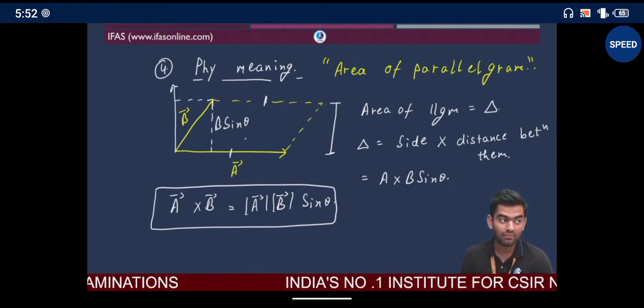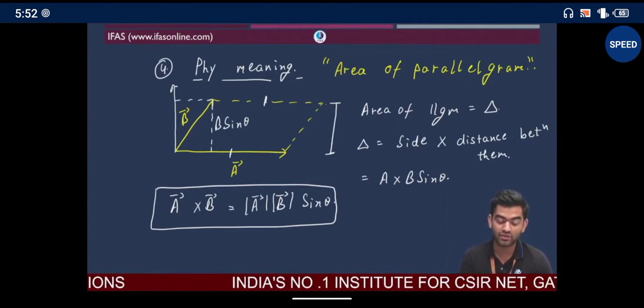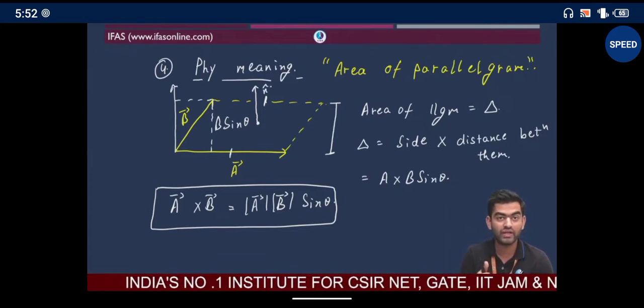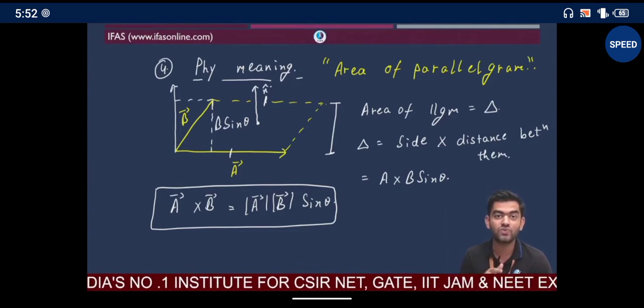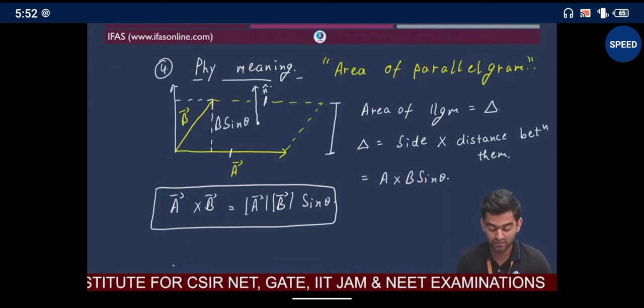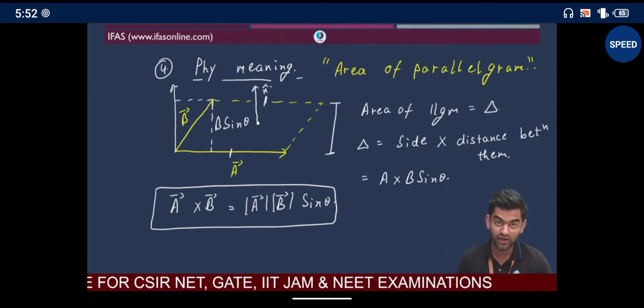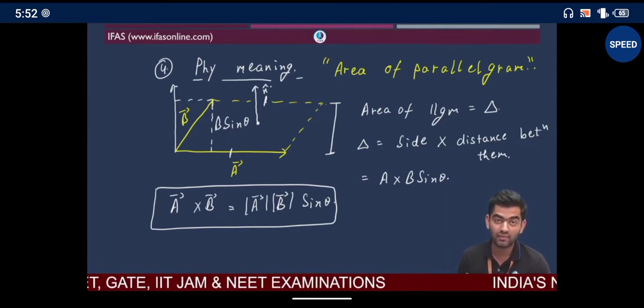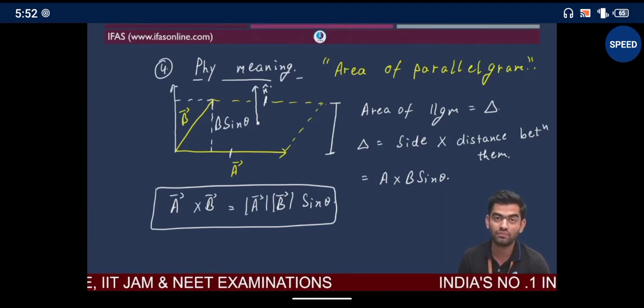But for this parallelogram, the area is not a scalar quantity. The area here is a vector quantity which is pointing upward, with a normal going in the upward direction, which is perpendicular to both A vector as well as the B vector. So we have defined a plane, and the perpendicular to that plane is a vector quantity calculated from the previous two vectors.